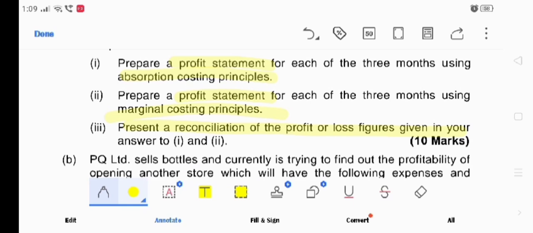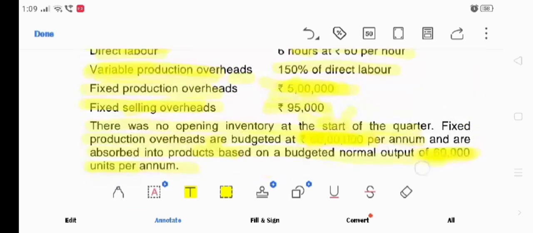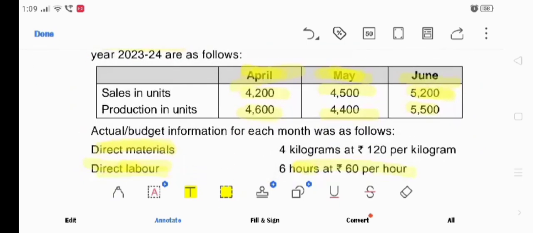Obviously, if we use absorption costing principles and if we use marginal costing principles, the profit will be different. Obviously there will be some difference because the methods are changed. So he wants to prepare a reconciliation statement of profit and loss, because there are two methods, so we get different answers, so he wants reconciliation. So the question is clear, no? So now let's go to the answer.